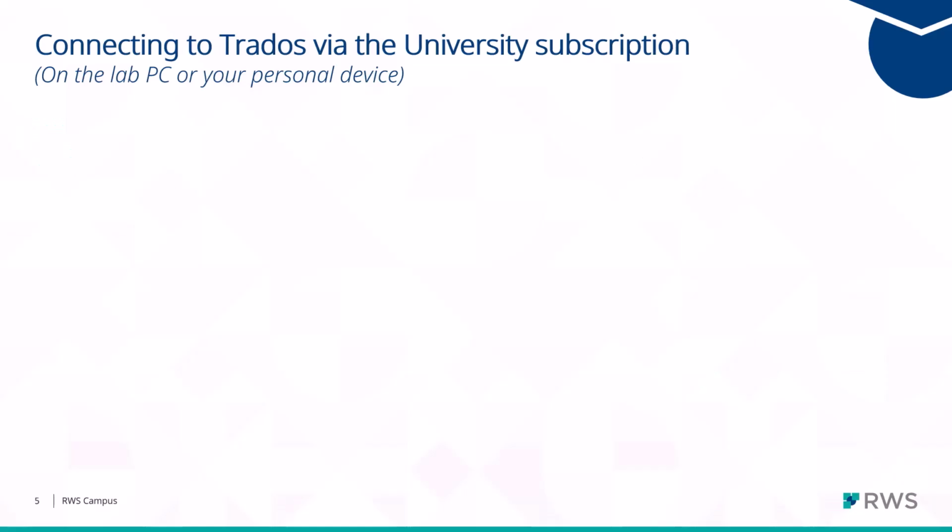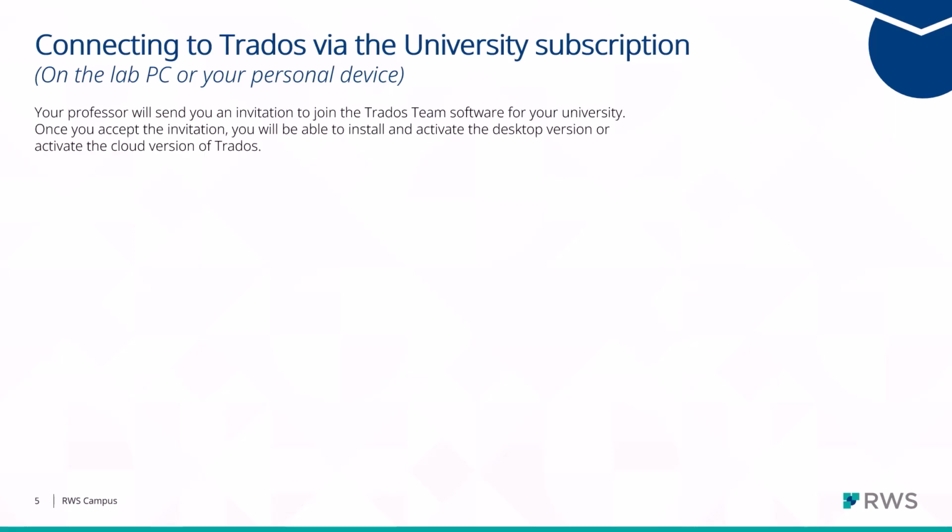The second topic for today is how to connect to Trados via a university subscription. You can log in on the lab PC or on your personal device. Your professor will send you an invitation to join the Trados Cloud software for your university. Once you accept the invitation, you will be able to install and activate the desktop version or activate the cloud version of Trados.